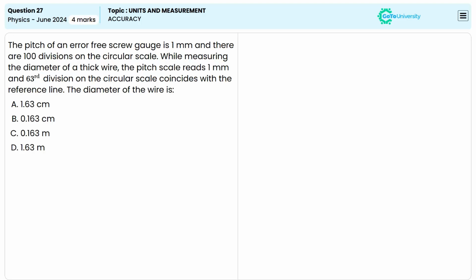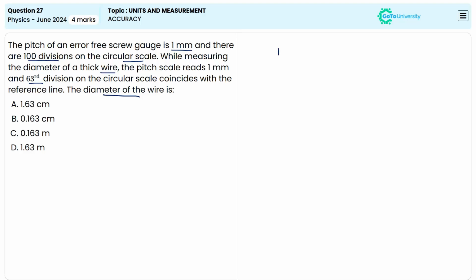What is the value of diameter of a wire? The pitch of an error-free screw gauge is 1 mm and there are 100 divisions on a circular scale. While measuring the diameter of a thick wire, the pitch scale reads 1 mm and the 63rd division on the circular scale coincides with the reference line.